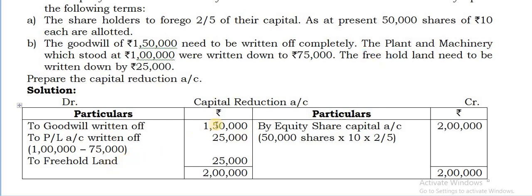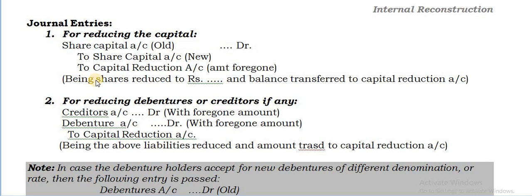Now these are the totals, so there is no difference. End up there. What are you asked? You are asked only to prepare a capital reduction account. So leave it there. Well, now we shall learn the journal entries.